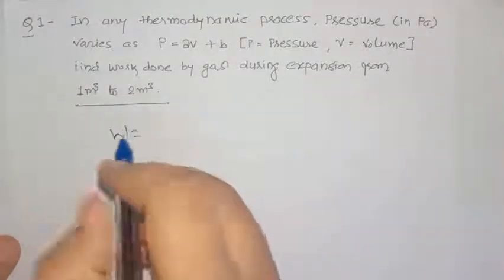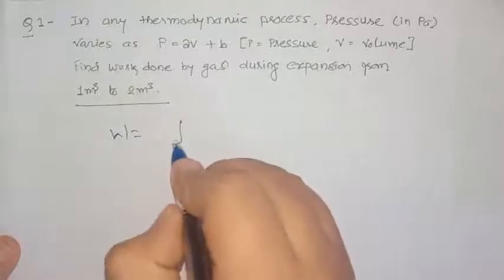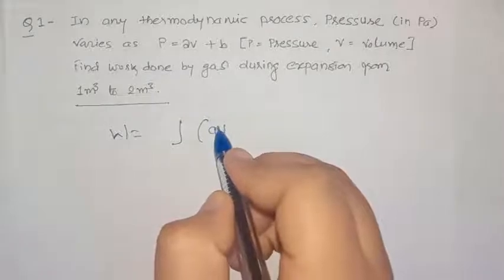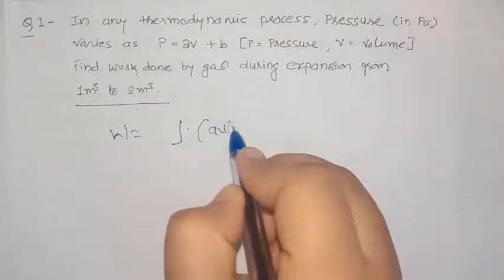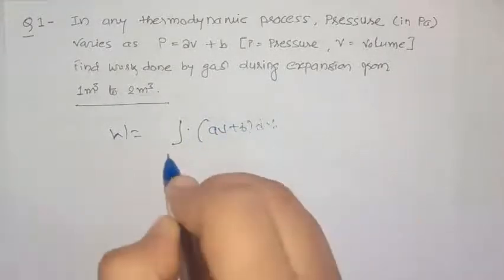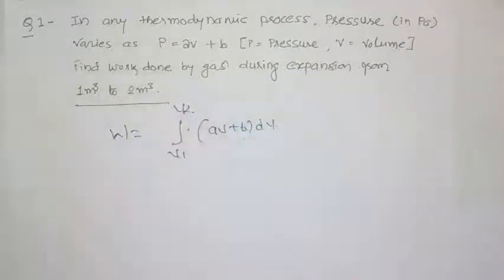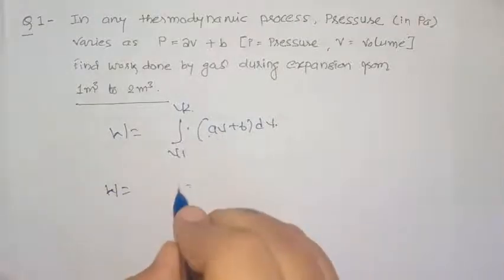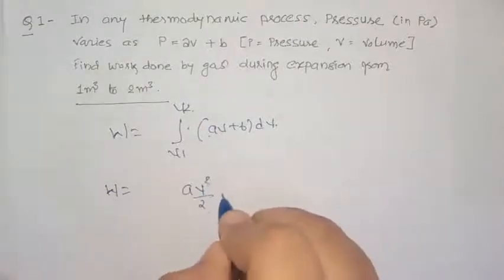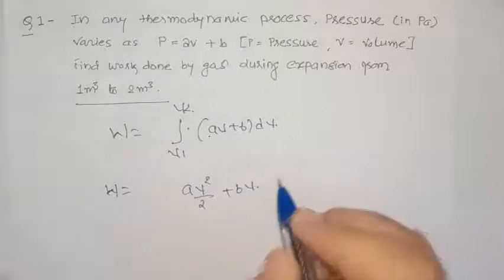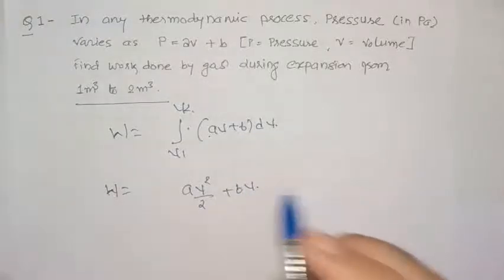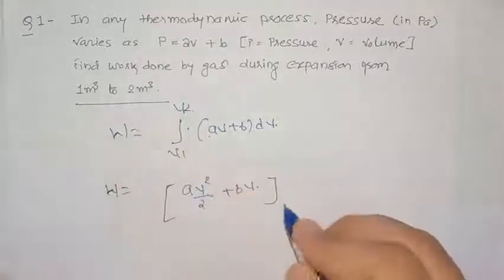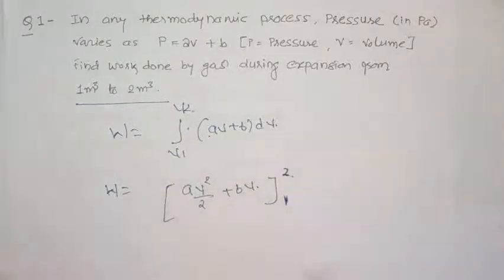The work done is given by integration of PdV, that is (AV + B)dV, limits from V1 to V2. So work done will be equal to integration of AV, which will be V square by 2, plus integration of B, which will be BV, limits from V1 to V2. V1 is 1 meter cube and V2 is 2 meter cube.